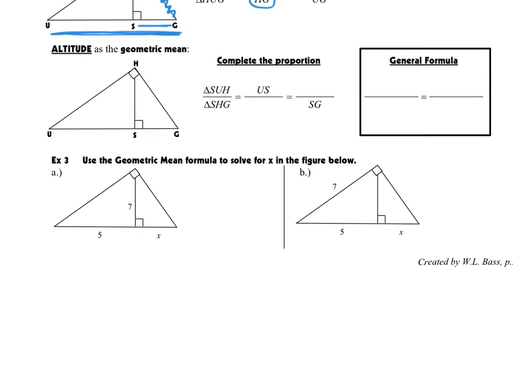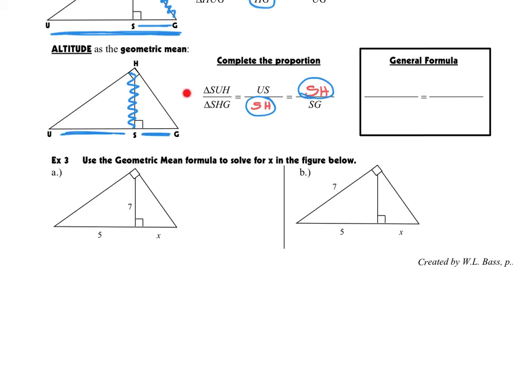The last one that we're going to do is we're going to, again, grab two of our triangles. We're going to complete the proportion. US corresponds with SH. SG corresponds with SH. And sure enough, the means match. So that tells us that segment SH is a geometric mean between segment US and SG. US is right here. SG is right here.